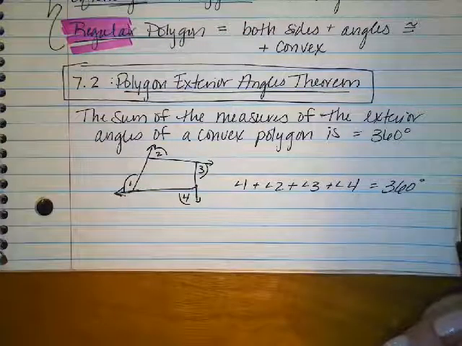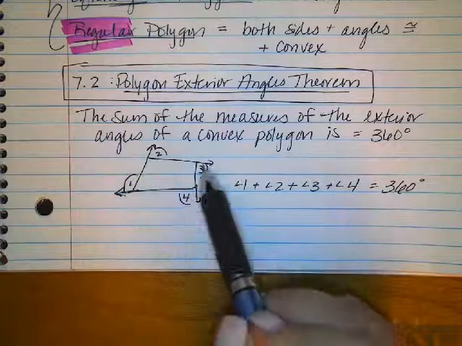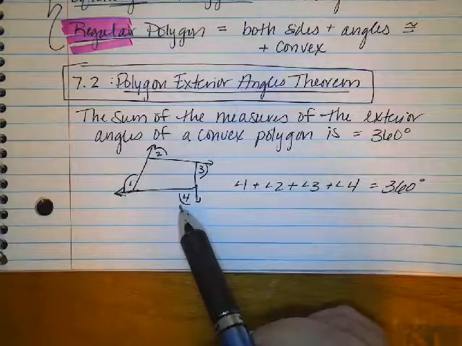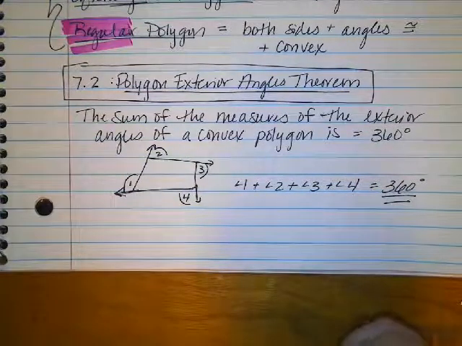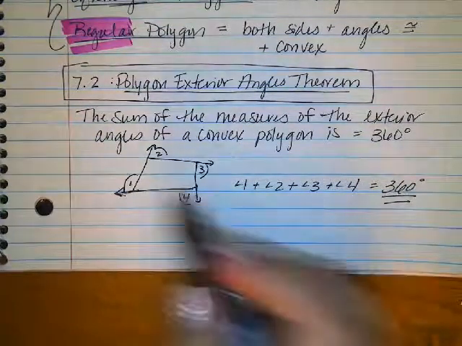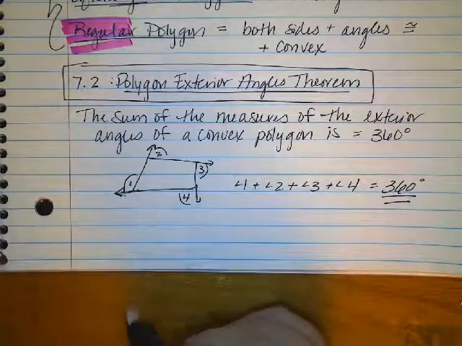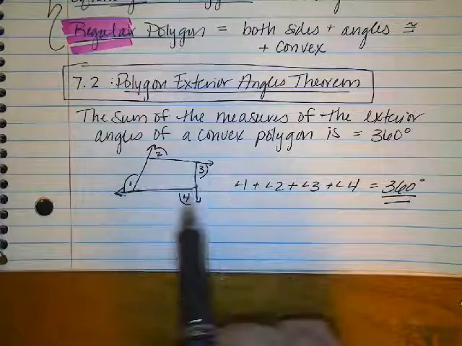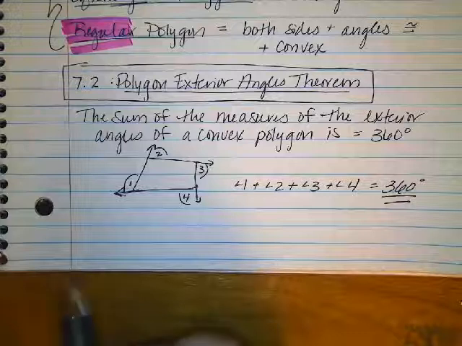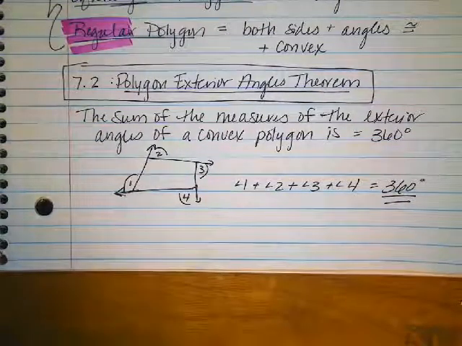And what this theorem tells us is that if I add these together, all the exterior angles, no matter what the polygon, I'm going to get 360 degrees. So even if I had an octagon or some other shape out here, if I kept extending these and added all the exterior angle measures, I'm going to get 360 degrees.